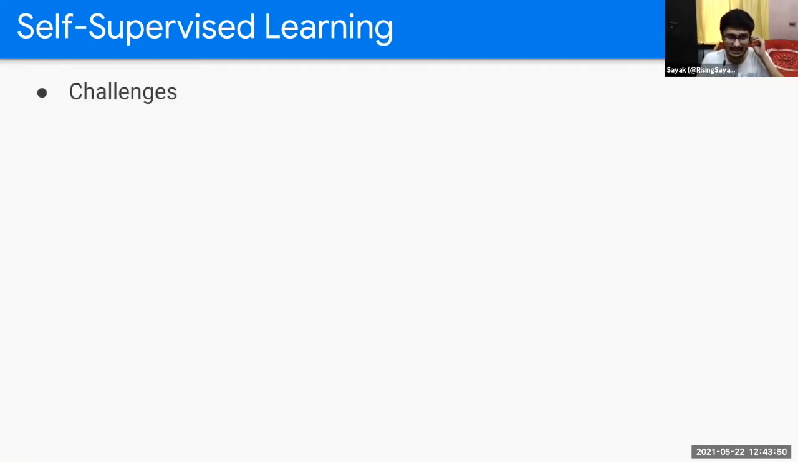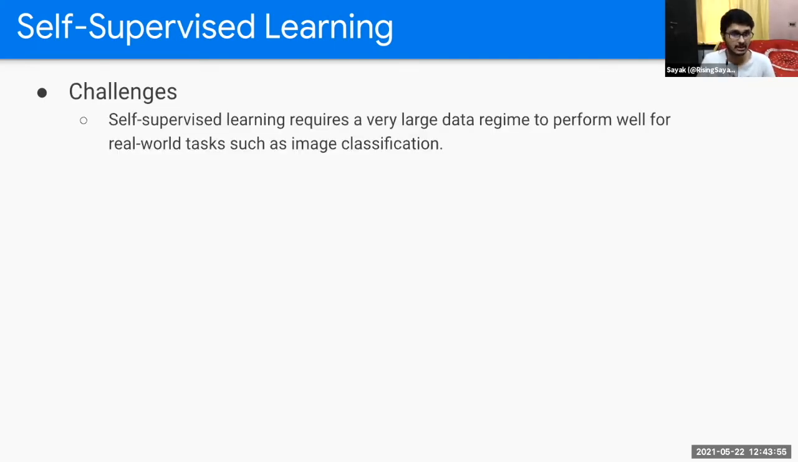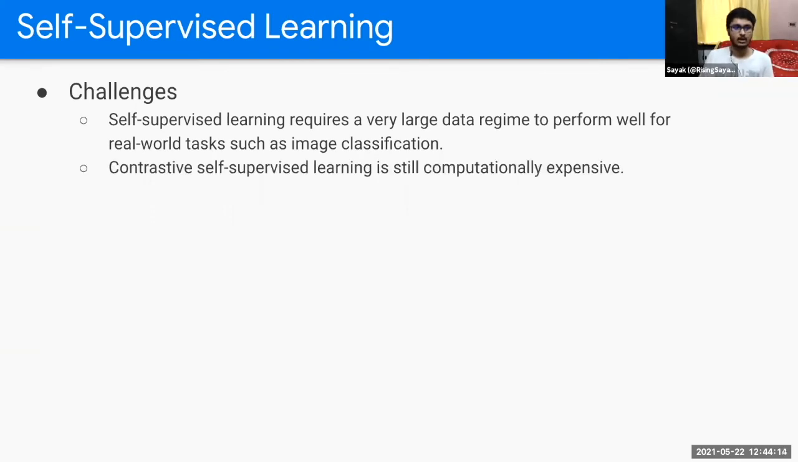So, what are the challenges in self-supervised learning so far? Self-supervised learning requires a very large data regime. Of course, it's unlabeled data, to perform well for real world tasks such as image classification, object detection, and so on. But for domains like medical imaging, gathering a very large corpus of data might be very difficult. And contrastive self-supervised learning is still computationally expensive. Training these models using a self-supervised objective is very computationally expensive, is what I wanted to say.